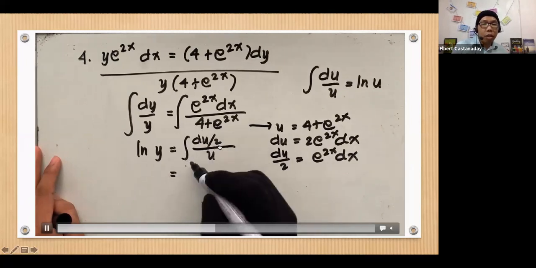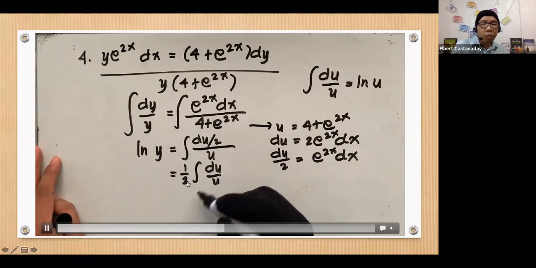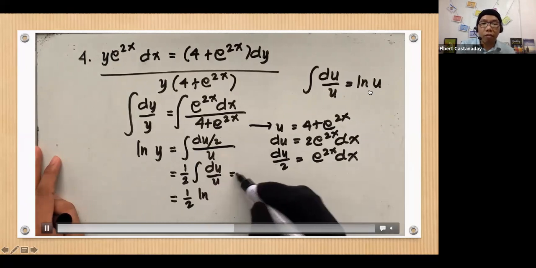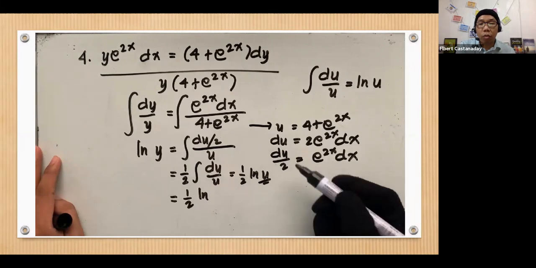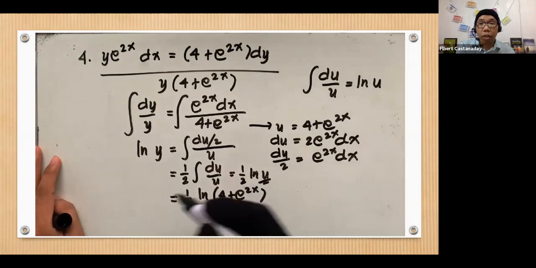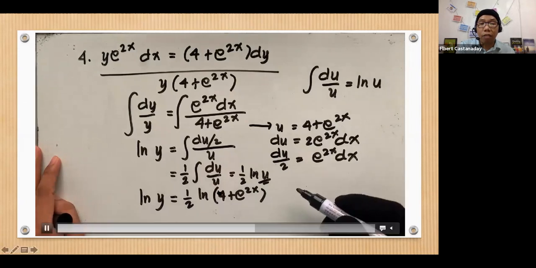So we can put the constant before the integral sign, so it's 1/2 times the integral of du over u. Then you can use this formula. The result is ln of u, so 1/2 ln of u. But what is u? u is equal to 4 plus e raised to 2x. So that's it. And then you put the arbitrary constant c on the right-hand side, the function of x side, so here I will add plus c.